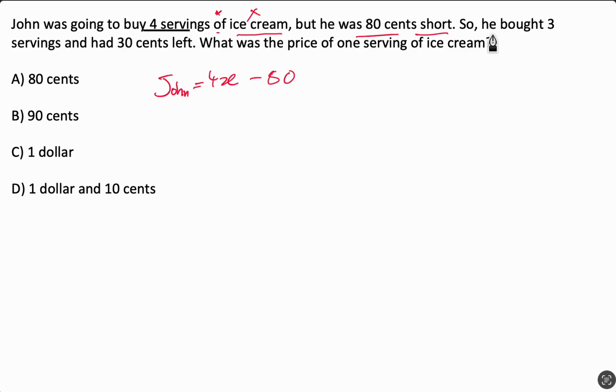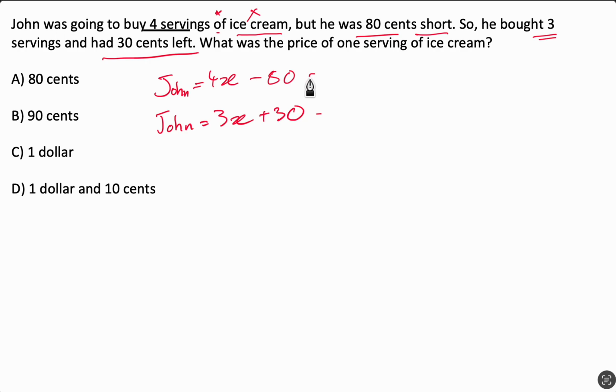Now the next sentence, if he bought 3 servings, right? Instead of buying 4, because he does not have enough money to buy 4, let's say he bought 3 servings. If he bought 3, then he had 30 cents left. So same thing, John, right? Now instead of 4, we have 3, so 3X, and then he had 30 cents left, so plus 30 cents. So this is the formula for him buying 3. This is the formula for him buying 4.